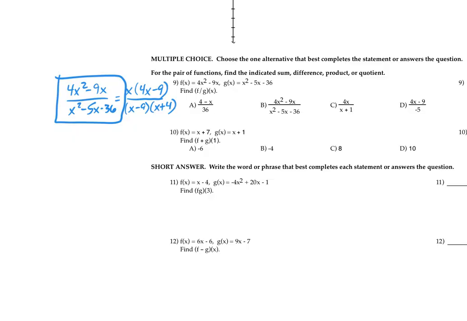What you can't do, some people want to do this, they want, oh, we got an x squared, I'm just going to knock the x squared out. Don't do that. That is like bad sin in algebra. Just because you see an x squared on top and bottom, you can't just slice those off.